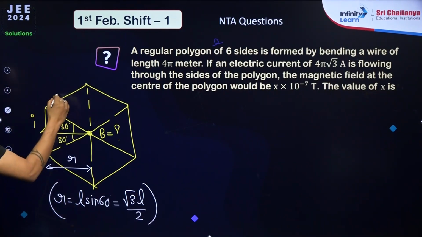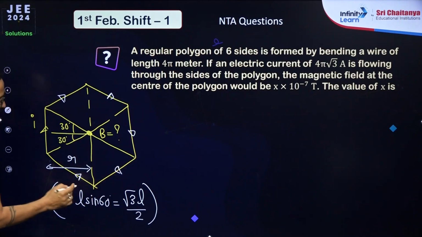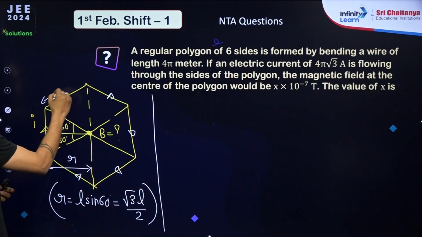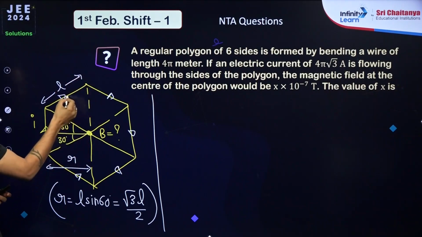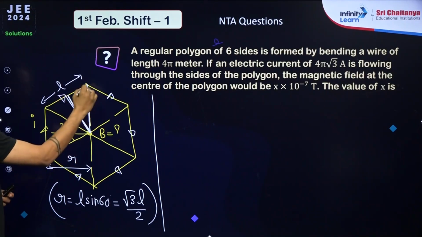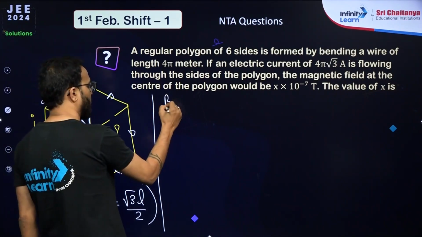Is that okay? Right? We will find out the magnetic field due to one element and then multiply by 6 to get the overall magnetic field at the center. This length is L. It's an equilateral triangle, so this angle is 60 degrees. That's why I said this distance will be L sine 60 degrees, so that will be root 3 L by 2. Anyways, let's come back. So what is the formula of magnetic field?